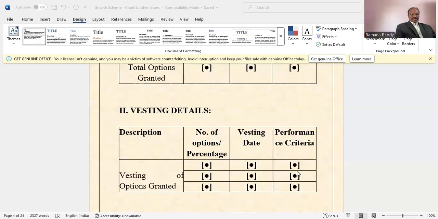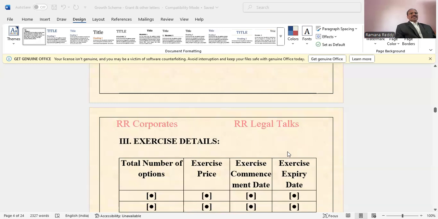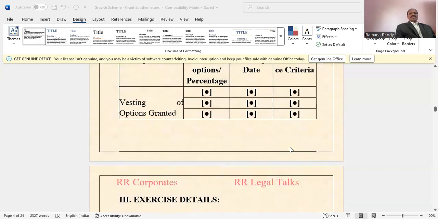So we have discussed the performance criteria, either individually or as a team. Whatever you are linking can be written here. NRC will take a decision on this. Then exercise details. Once this is vested, the employee is getting the right.